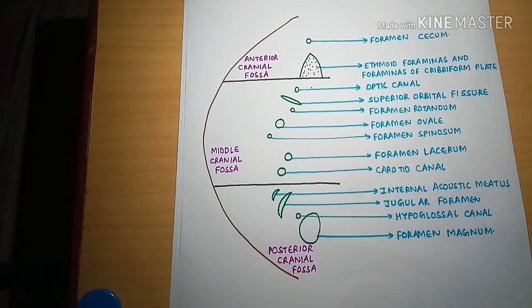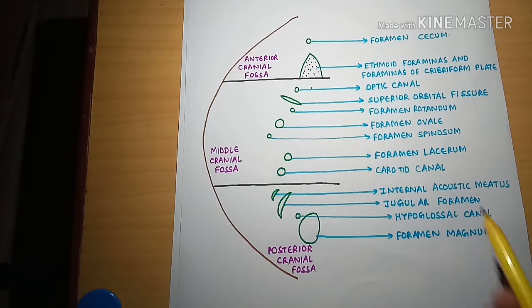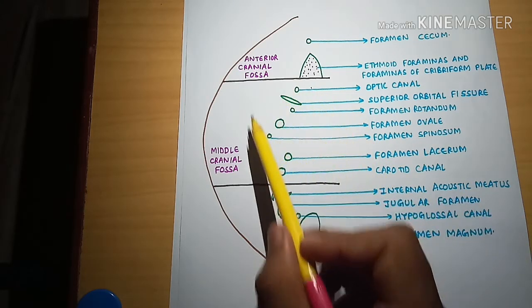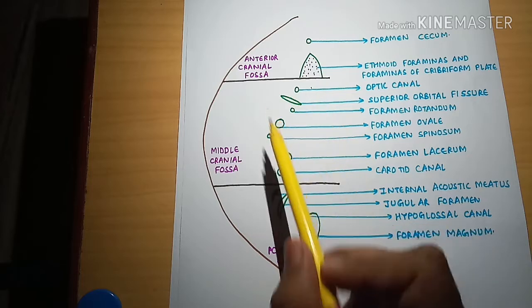This is the foramen lacerum. From the foramen lacerum, the greater petrosal nerve, small emissary vein, and meningeal branch of the ascending pharyngeal artery are passing. This is the carotid canal. From the carotid canal, the internal carotid artery and the nerve plexus are passing. So this is all about the middle cranial fossa.